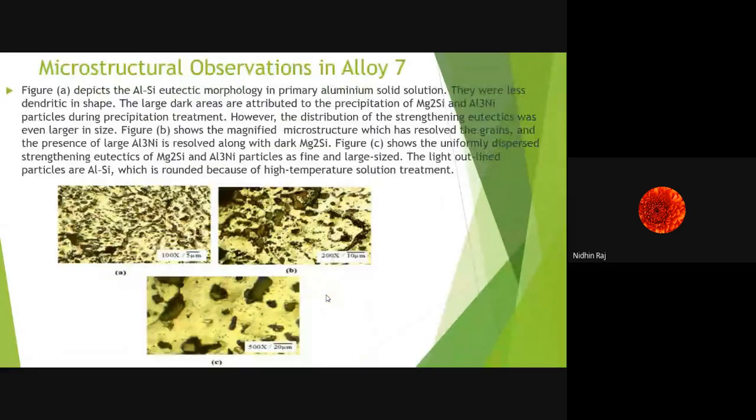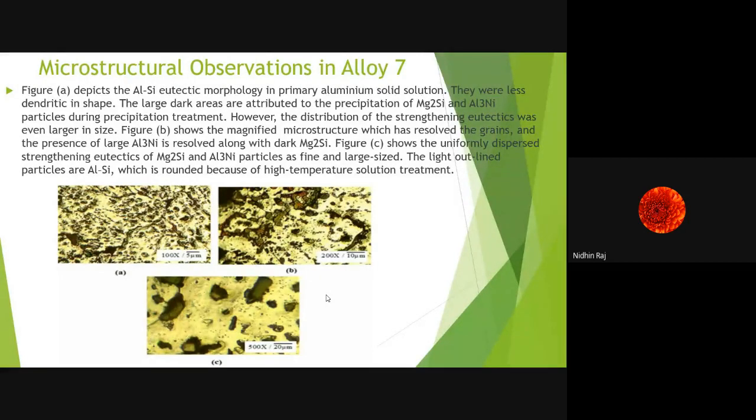Okay. Now moving on to microstructural observation in alloy 7, the figure A here depicts the aluminum silicon eutectic morphology in primary aluminum solid solution. Now they were less dendritic in shape, and the large dark areas are attributed to the precipitation of Mg2Si and Al3Ni particles during precipitation treatment. Now, however, the distribution of the strengthening eutectics was even larger in size here.